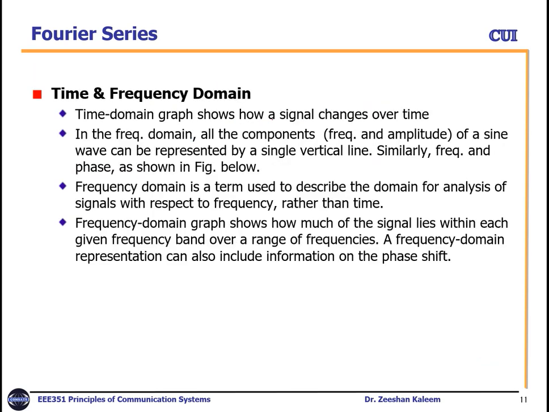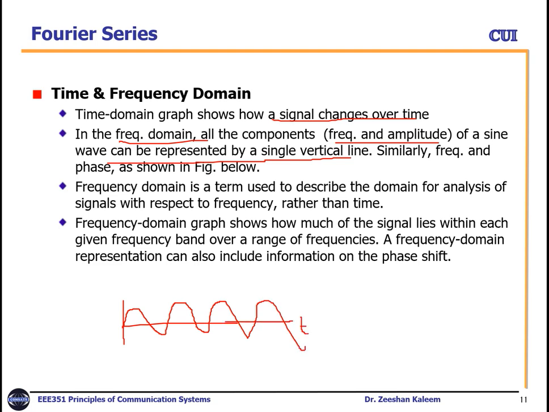A time domain graph shows how a signal changes over time. In the frequency domain, all the components, for example the frequency and amplitude of a sine wave, can be represented by a single vertical line. Let's see what that means. For example, you have this sinusoid which is repeating with time, and this repetition definitely has a frequency. For example, this repetition has a frequency of 2 hertz, and the magnitude is, for example, 4 volts, to minus 4 volts here. This is the time domain.